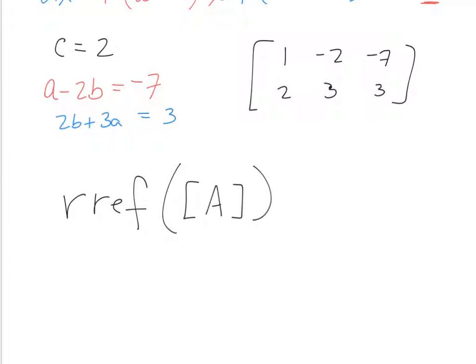This will give you a result that has ones in the pivots and zeros everywhere else. Pivots are the diagonal. So if you had a 3x3 over here, you have ones down the pivot, or down the diagonal. What do you get for those two values when you do this? What do you get?